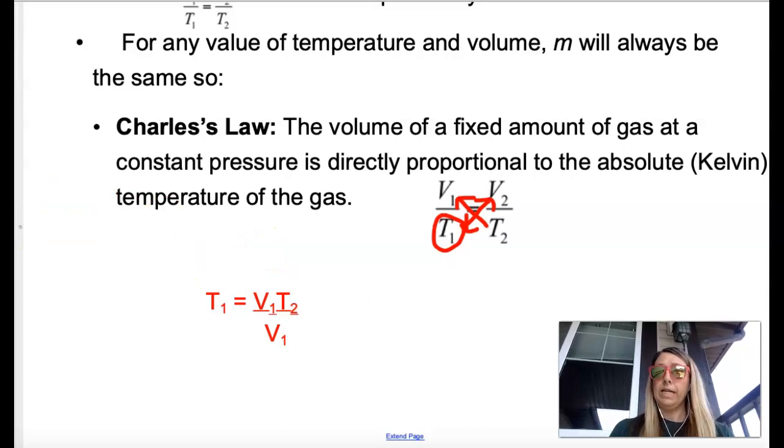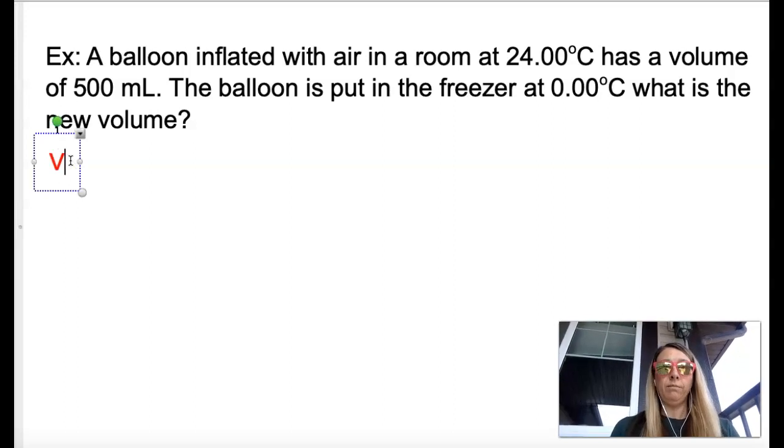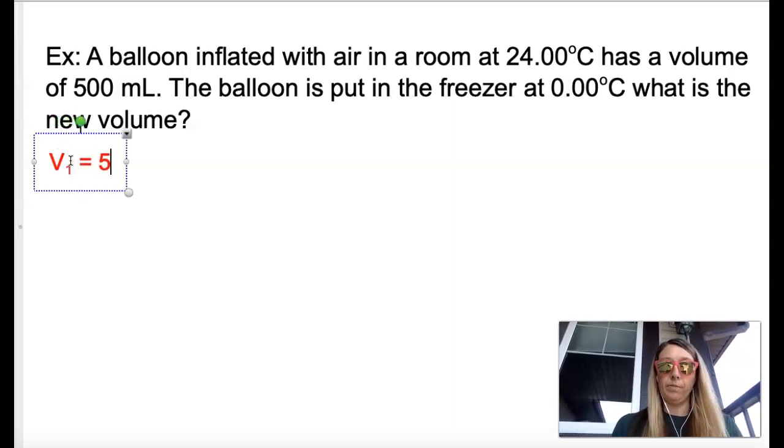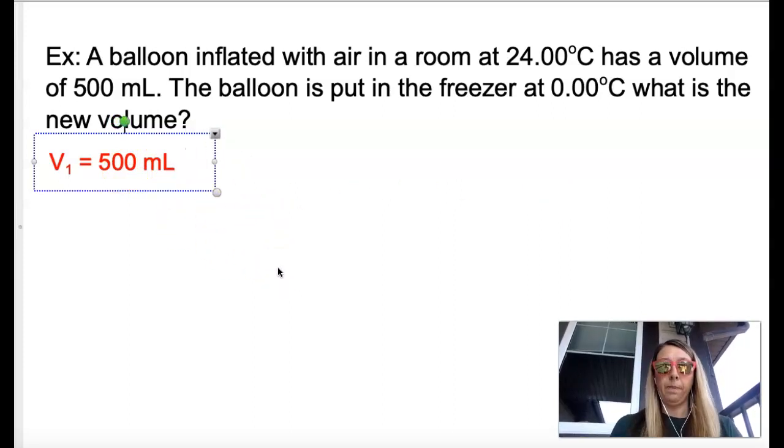Yeah, so let's look at an example. A balloon inflated with air in a room at 24 degrees C has a volume of 500 mL. The balloon is put in the freezer at 0. What is the new volume? So we have our V1 as 500 mL. I can convert it to liters if I want, but I can leave it in milliliters. I just have to recognize that my V2 that I calculate is also going to be in milliliters.